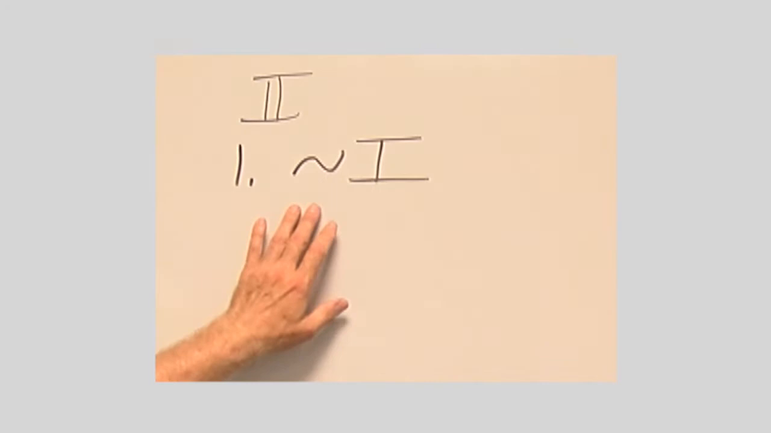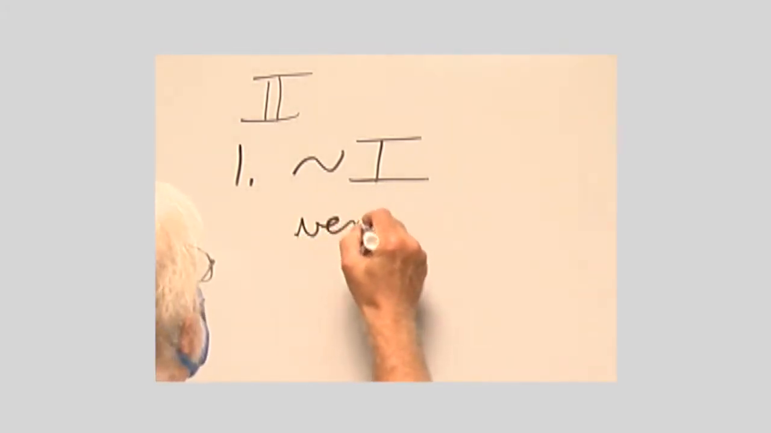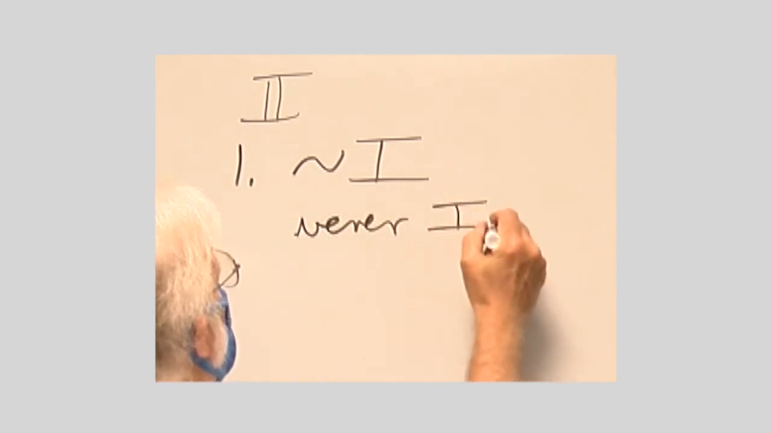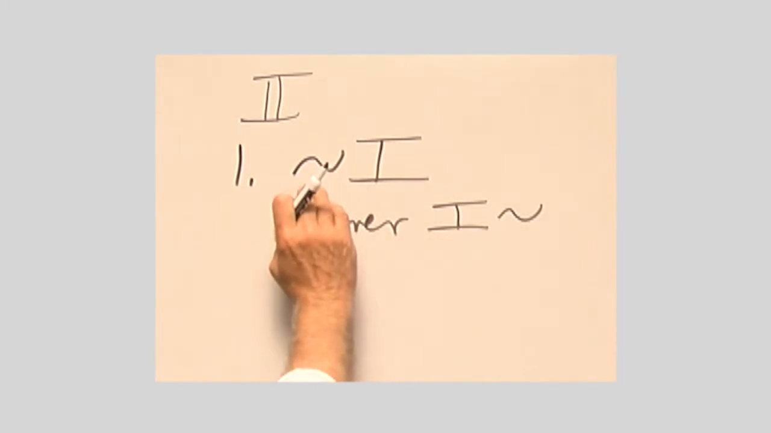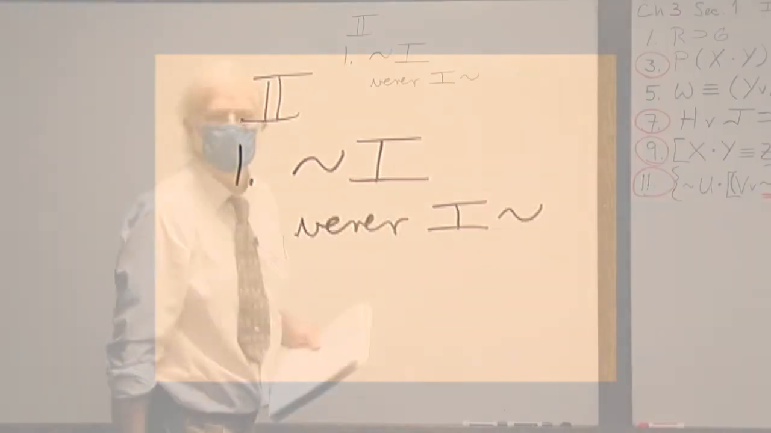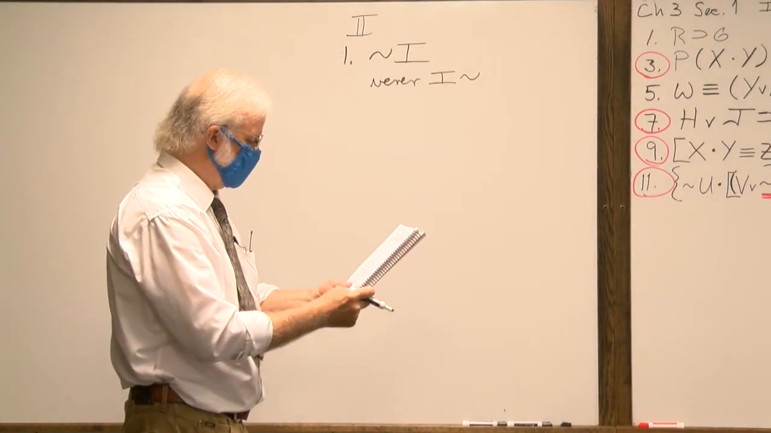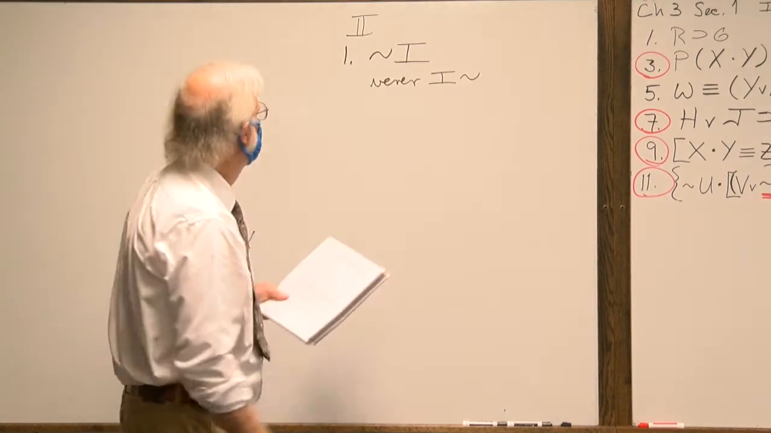So it's just like in math when you want to negate an expression, what you do is to put the tilde in front. You would never have I tilde. This is meaningless garbling. So this would never be correct. It could only be tilde I. Let's take a look at another one.